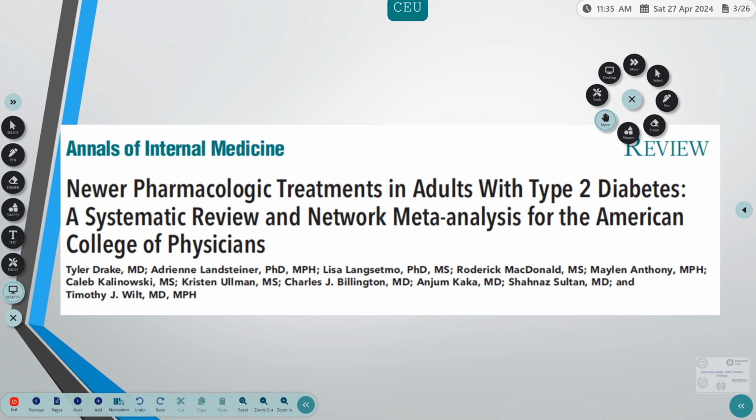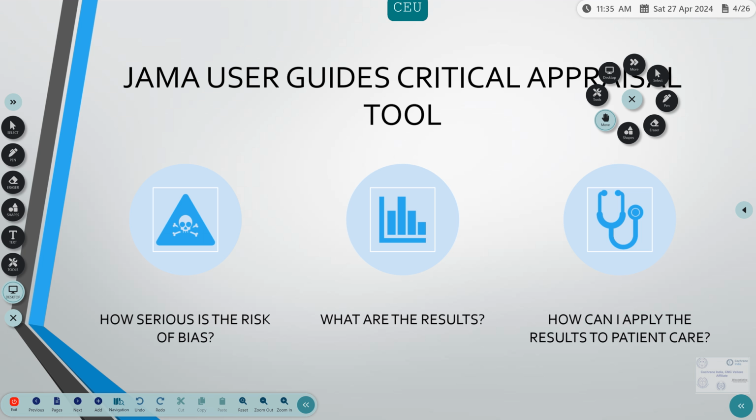and we find this recent article in Annals of Internal Medicine, which is comparing newer pharmacological treatments in adults with type 2 diabetes mellitus. This is a systematic review and network meta-analysis done by the ACP. So to critically appraise this article, we'll be using the JAMA User Guides Critical Appraisal tool.